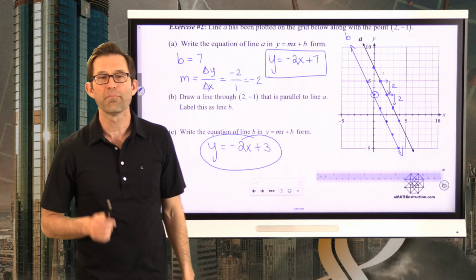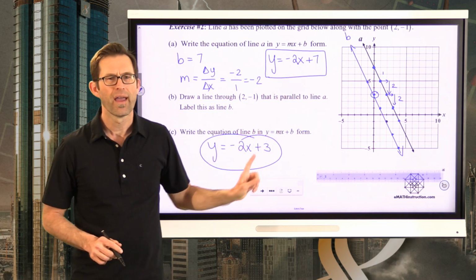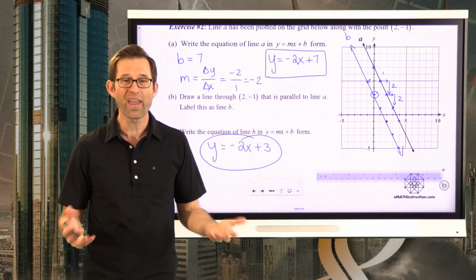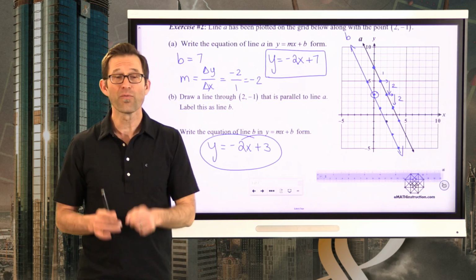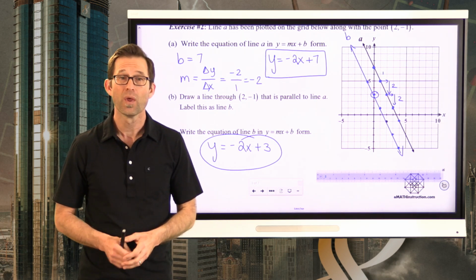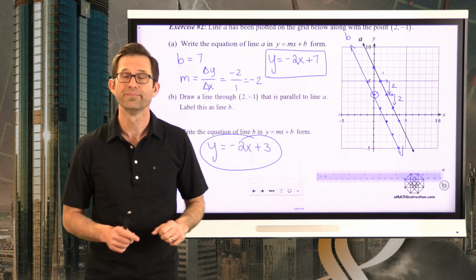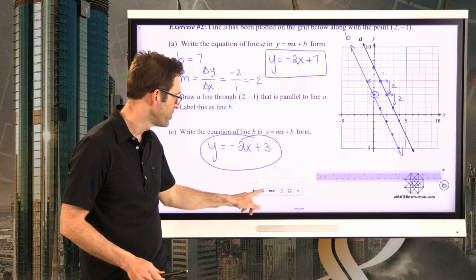Keep in mind that parallel lines must have the same slope, and also they must have different y-intercepts, because if they had the same y-intercept, they would share that point, and therefore they would intersect, and therefore they wouldn't be parallel. All right? The deal with parallel lines is they must have equal slopes, and they must have different y-intercepts. All right, let's keep going.